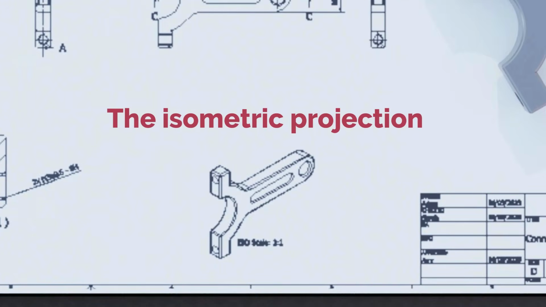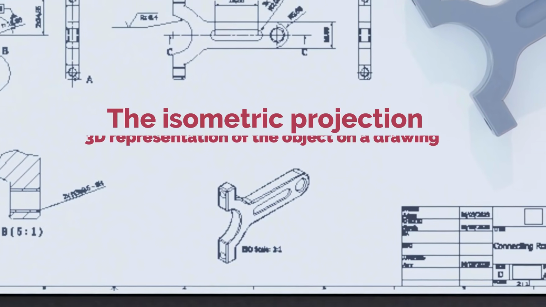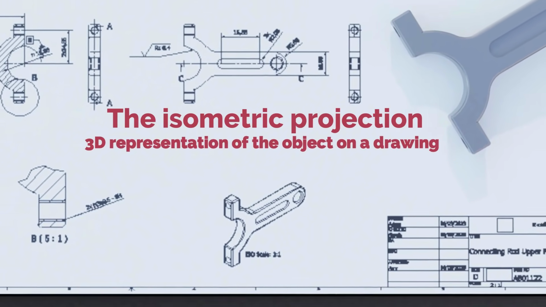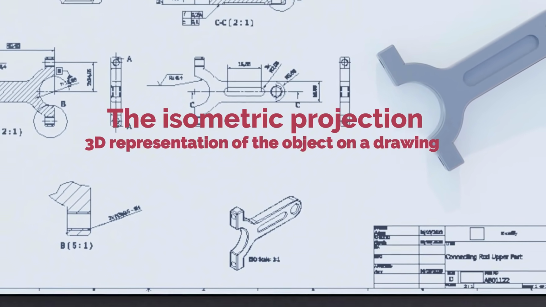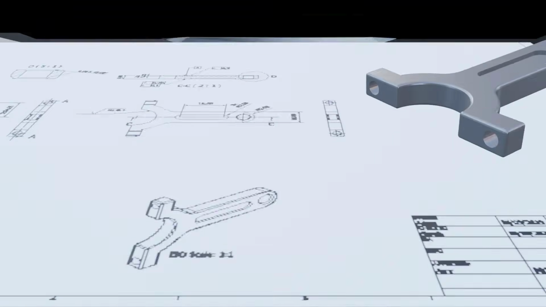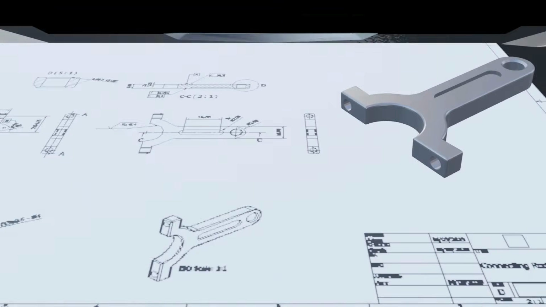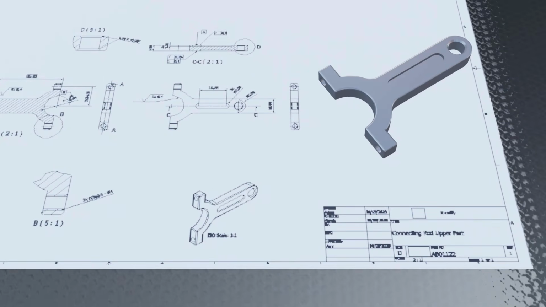Don't get scared by the word isometric. Isometric projection is just a fancy word for a 3D representation of the object on a drawing. But let me correct myself. It's not actually 3D because it doesn't pop out of the drawing. It's still a 2D representation of the object, but it gives you the visualization of the object as if you were viewing it in a 3D model.